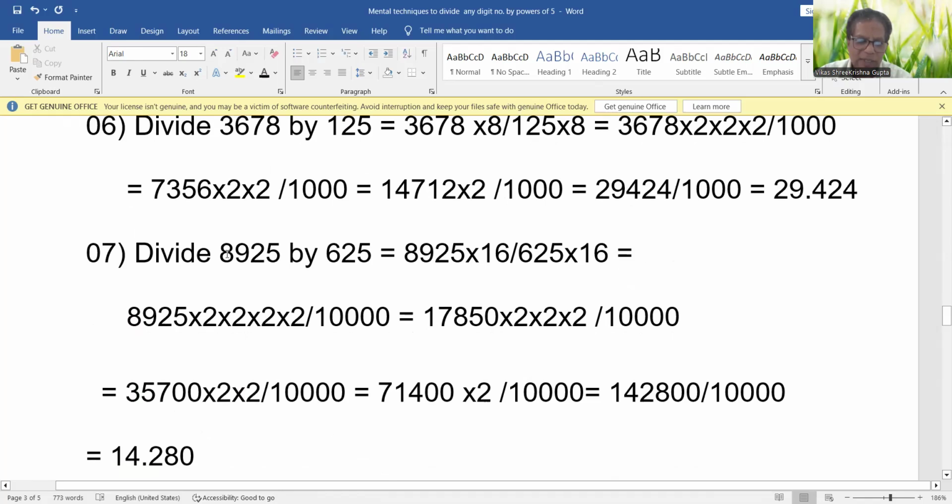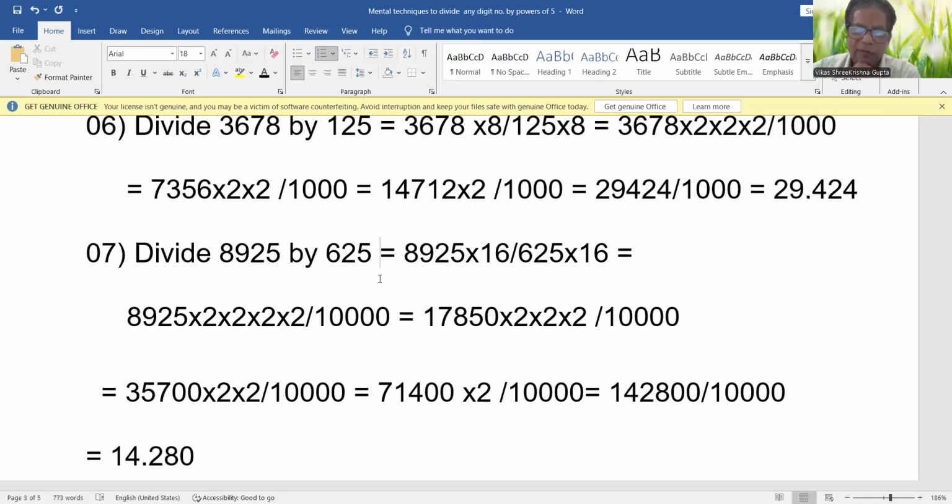Now comes the last one, 8925 divided by 625. Now 625 is equal to 5 raised to power 4. It means that I have to multiply 8925 four times by 2, because dividing by 625 means multiplying by the reciprocal of 625, that is 1 upon 625. And 1 upon 625 is equal to 16 upon 10,000.